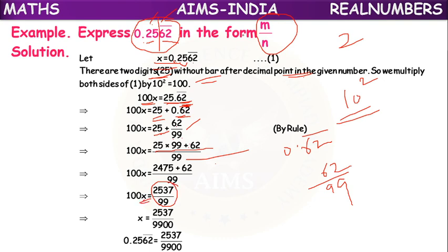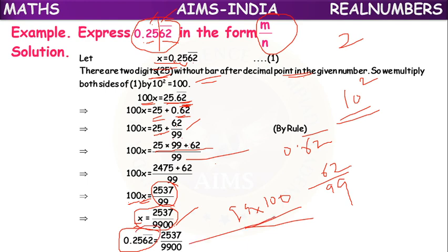But we want to find the given decimal, which is equal to x. X we want to find. This 100 will come to this side. It will become 99 into 100, means 9,900. So 2537 by 9,900. So the given mixed recurring decimal value is equal to 2537 by 9,900. So only a small change you have to make in the beginning itself.